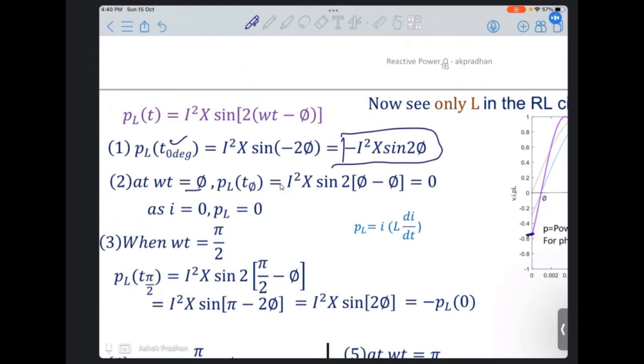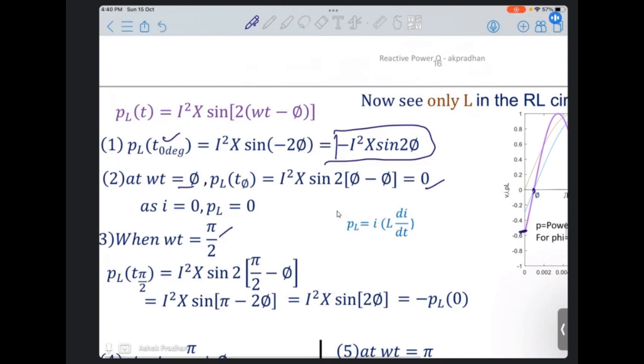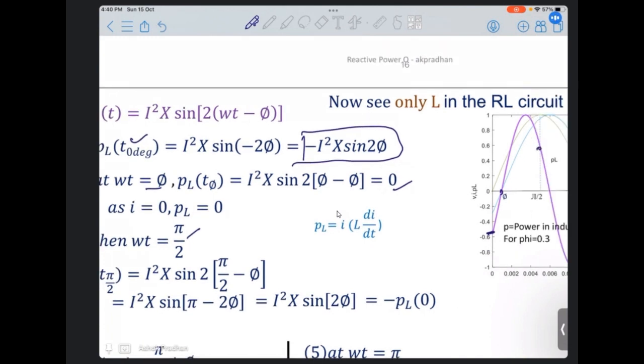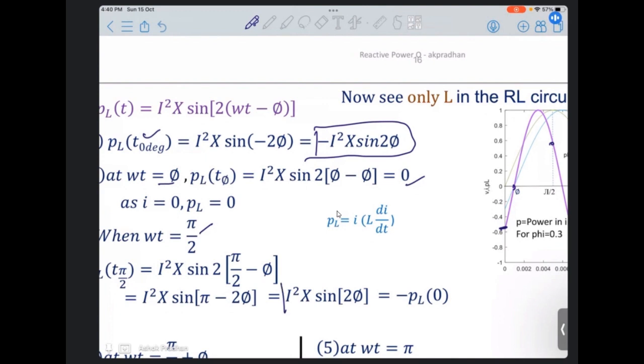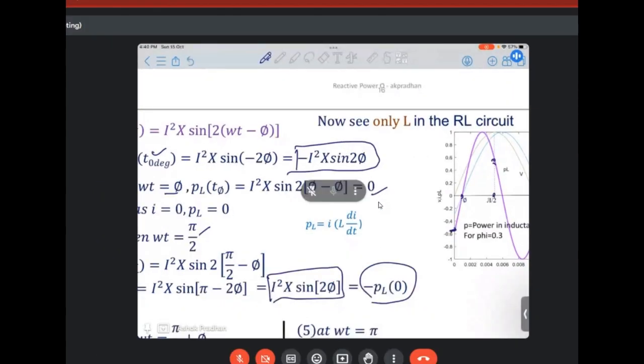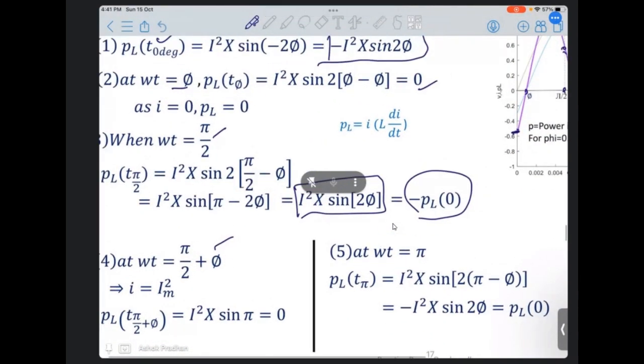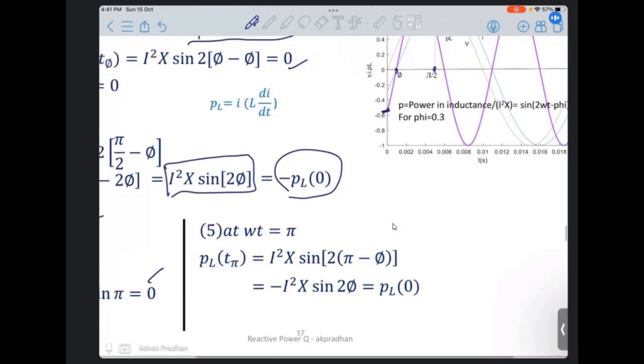At t equals pi, at this point, it becomes 0, because at this point I is 0, so I times L di by dt becomes 0. At omega t equals pi by 2, at the midpoint, substituting here, it comes out to be I square X sine 2 of this. Further, when the current becomes peak, its derivative becomes 0. So at pi by 2 plus pi, this becomes again 0. At pi, again PL equals 0.